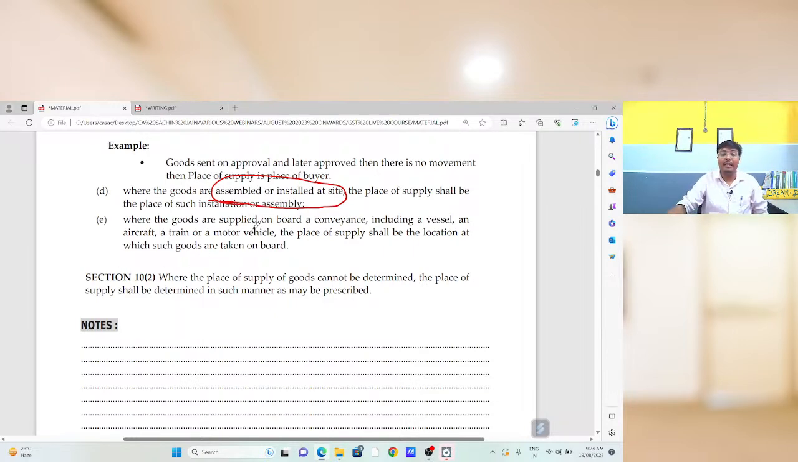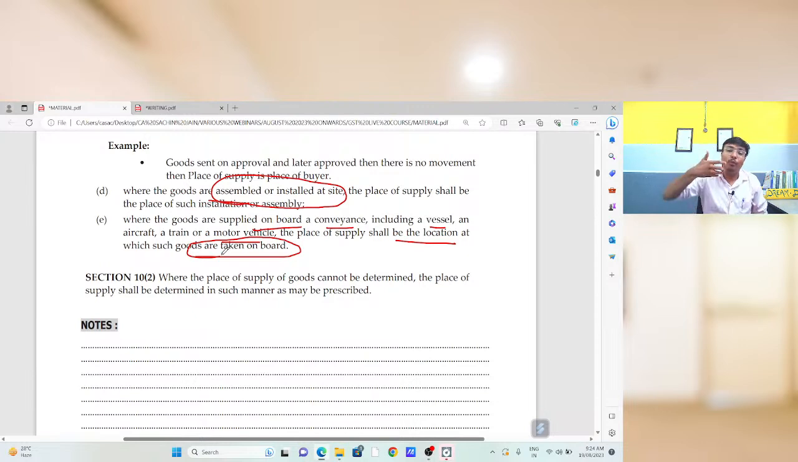Now, where the goods are supplied on board a conveyance, including a vessel or aircraft or train or motor vehicle, the place of supply shall be the location at which such goods are taken on board. जहां पर वो board पे taken किए गए, that place will be treated as the place of supply. So these 5 points are there. Whenever there is movement where the delivery terminates. Second, bill to ship to model, so billing address will be place of supply. Third one, no movement. In that case, at the time of delivery, whatever the location of that particular goods is will be treated as my place of supply. In case of installation or assembling, the place where the installation or assembling is done by that particular person will be treated as my place of supply.